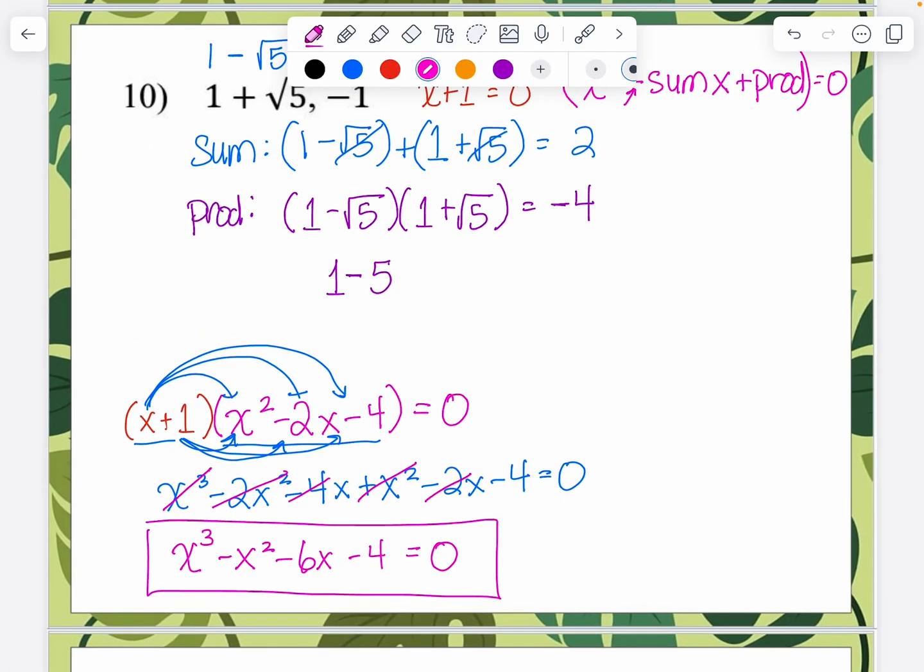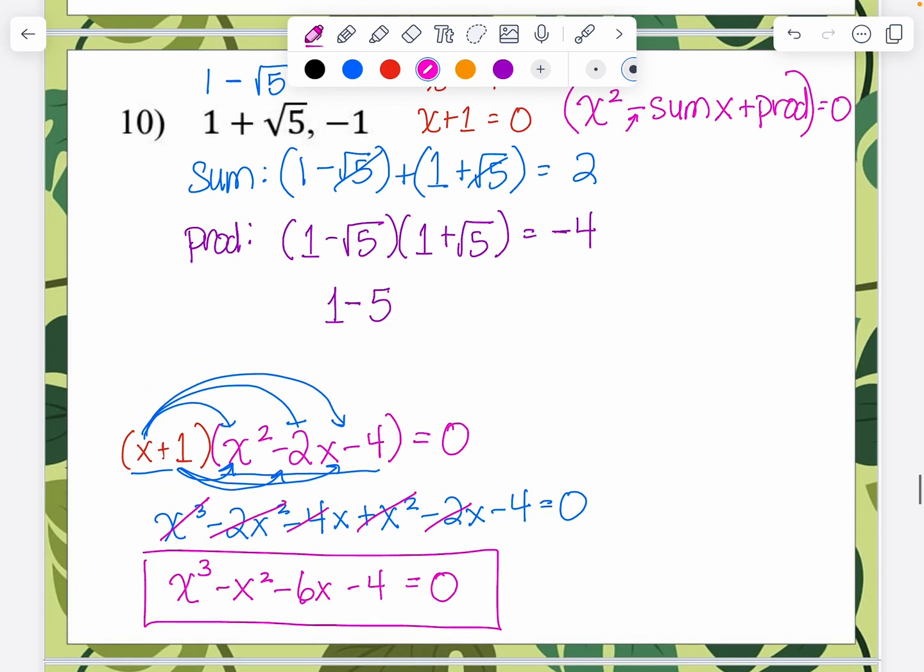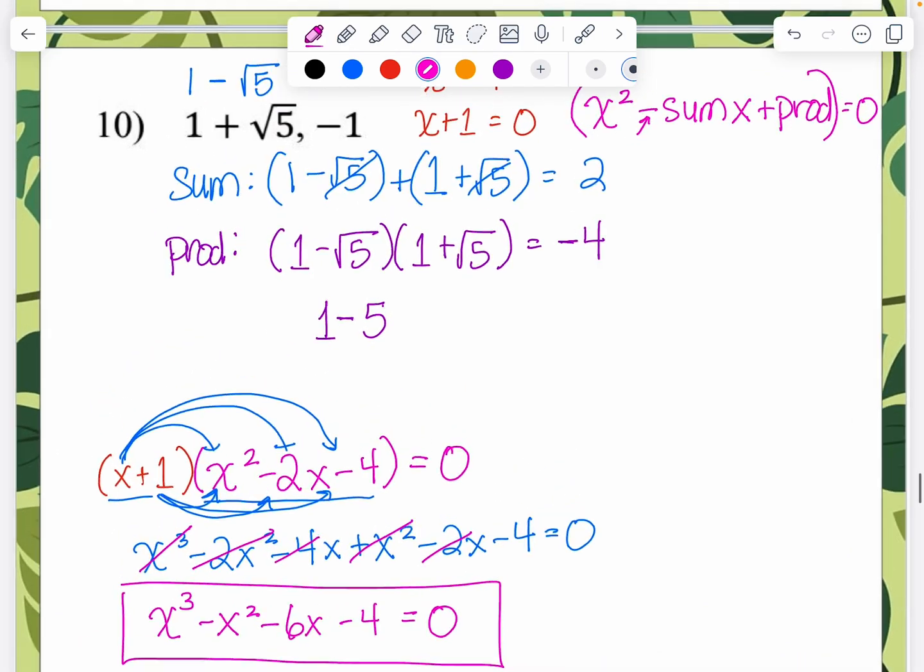It would cross the x-axis, and I could see that 3 times. I could see it in all 3 of those places, at all 3 of those roots, because a rational root is visible on your xy coordinate plane.